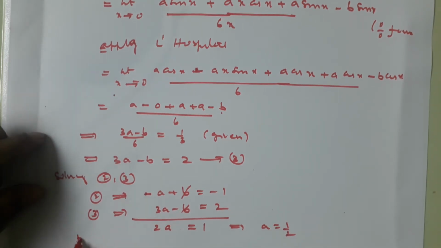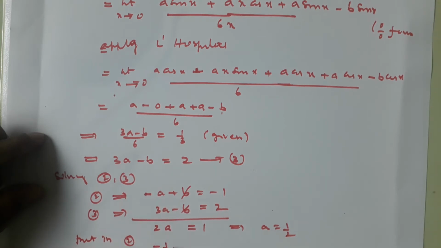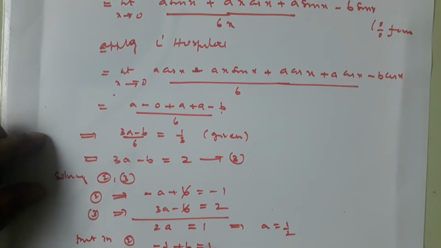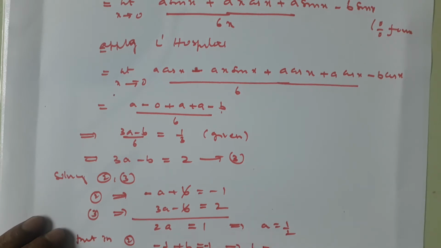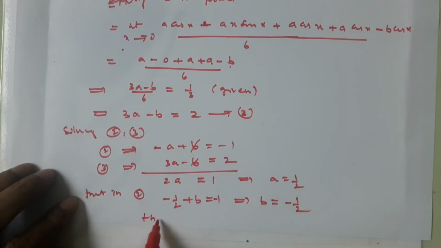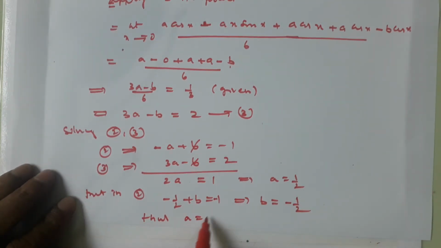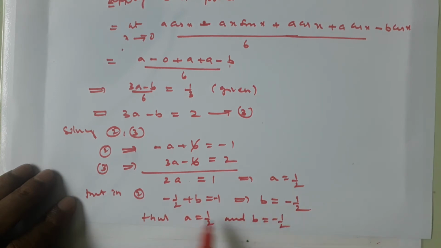Put this in 2, so minus 1 by 2 plus B is equal to 1, that is minus 1, implies B is equal to minus 1 by 2. Thus, A is equal to 1 by 2 and B is equal to minus 1 by 2. These are the A and B values.